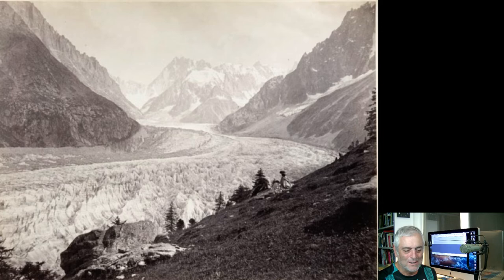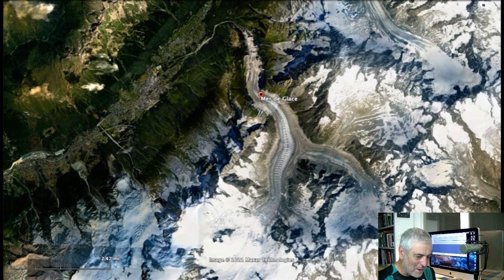In the next image, I think this would have been 1900, as I recall. This is a photograph from 1900 showing you that same glacier, just to show you how precise it is. If you page back to the previous image, you would see how precise that painting, or that lithograph, was. Here is a location of it. It's flowing out of the mountains here.